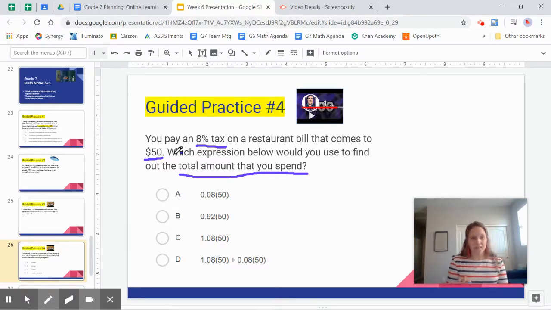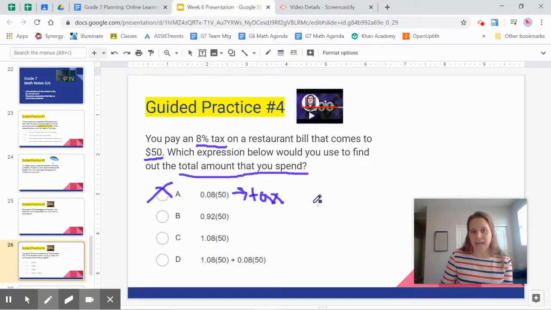So I can write that algebraically in a lot of different ways. You could try writing the expression yourself first and then selecting the answer that makes sense, or you could think about what each of these expressions might represent. Okay, let's do it that way. Looking at A, this 0.08 times 50 to me looks like 8% of 50. 8% of 50 is the tax. It's asking though for the total amount. So is A true? No, A is not true. I'm not going to be selecting A. A is the expression that represents the tax only. What about B?